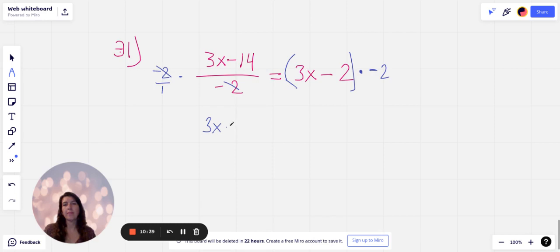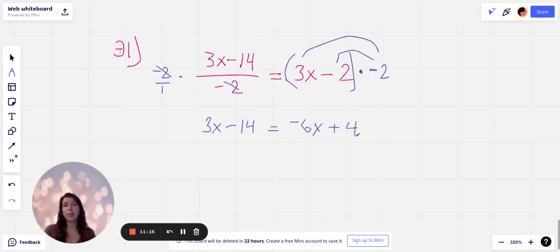minus 14 equals, and then I'm going to distribute on this side, and distribute that -2 to both those terms. So -2 times 3x is -6x. Okay, and then -2 times -2, I'm going to get a +4.